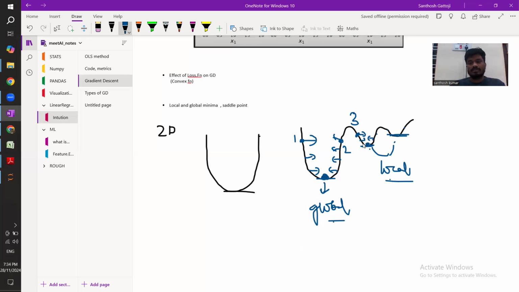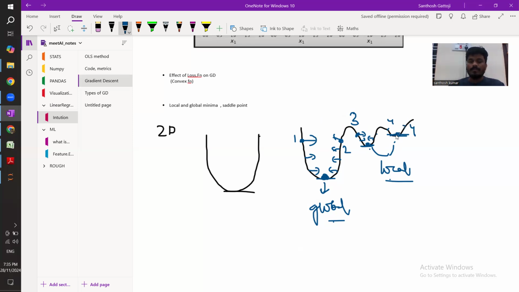Obviously it will not come out of this, because it has no idea that there is some other place where the loss is even lower than this local minimum. It will just think, based upon the scenarios I have seen, this is the minima. It doesn't know information outside this. So it will settle over here, thinking that this is the global minimum. Agree? Same thing happens if you start from here or here. It will settle here only.